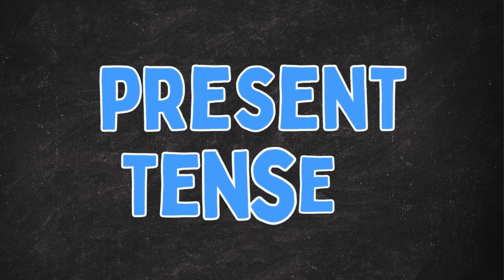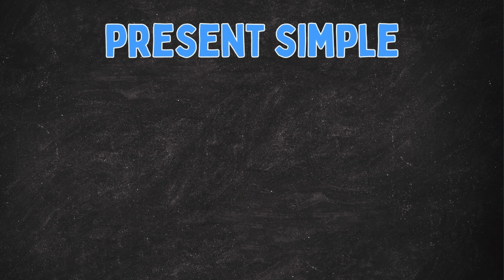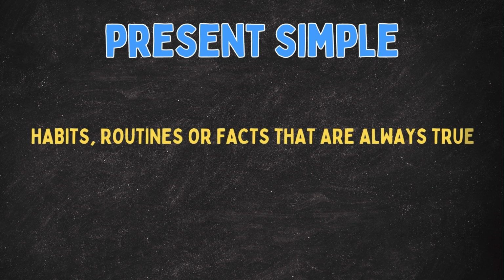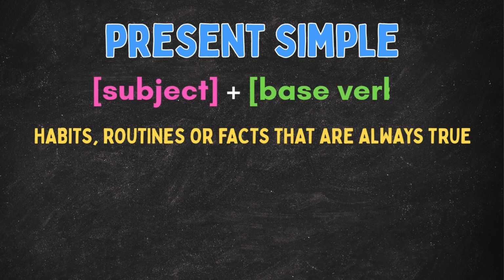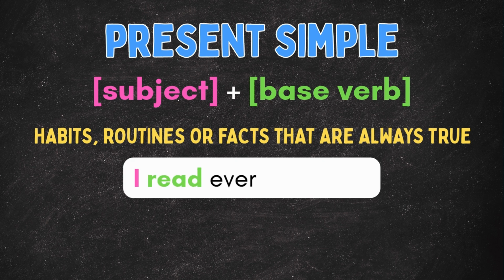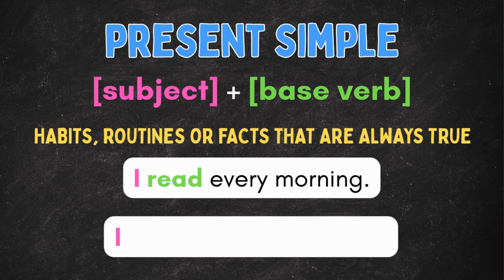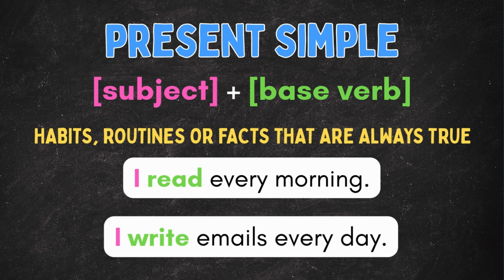First, the present tenses. Present simple. We use the present simple for habits, routines, or facts that are always true. The sentence structure consists of subject plus base verb. Here's an example with the verb read. I read every morning. Here's an example with the verb write. I write emails every day.